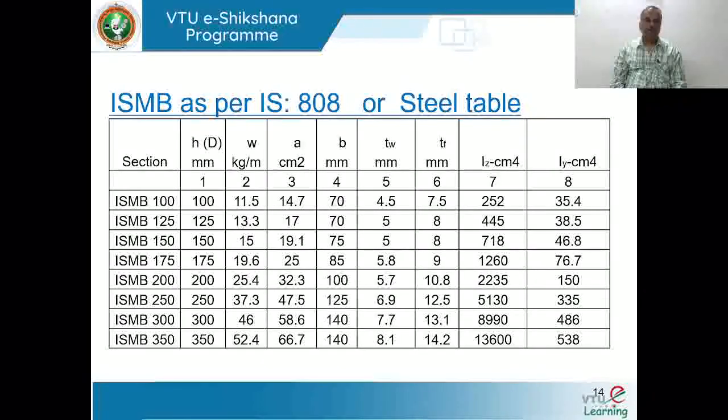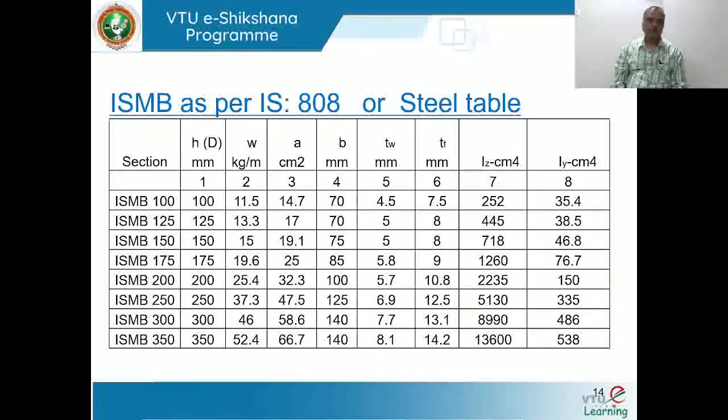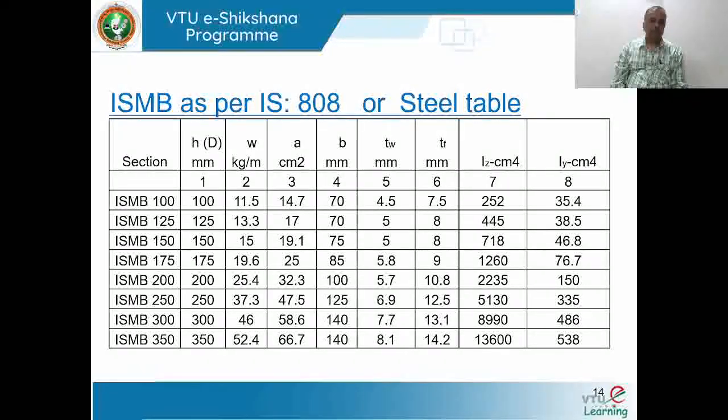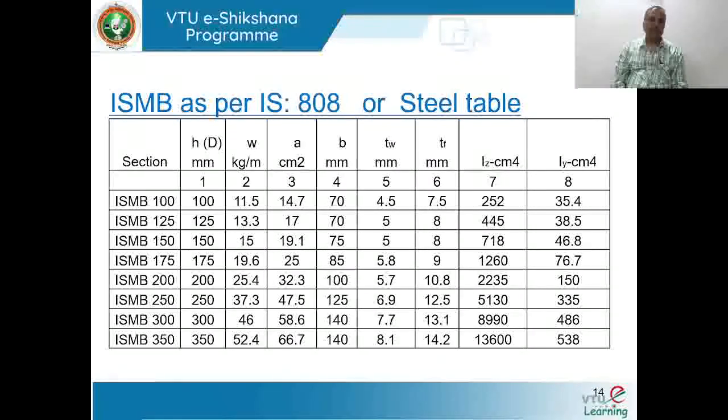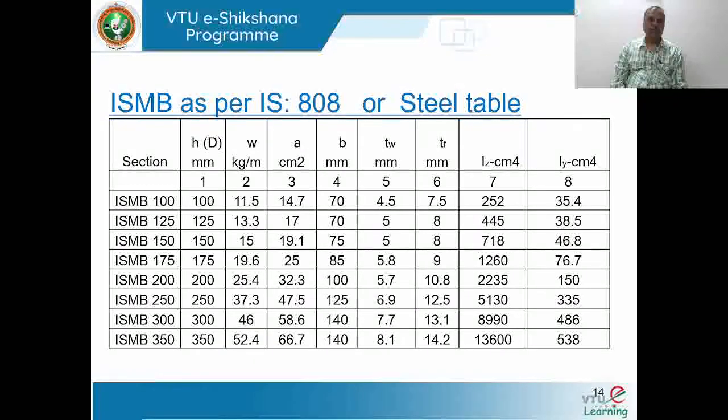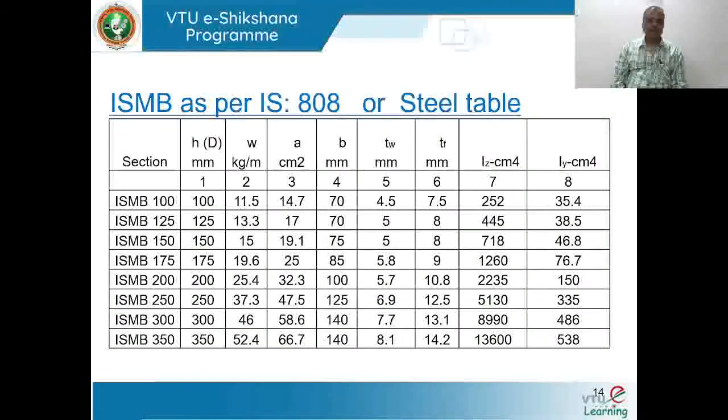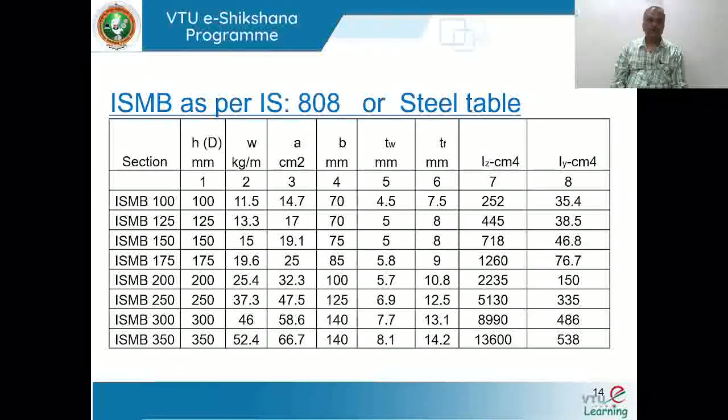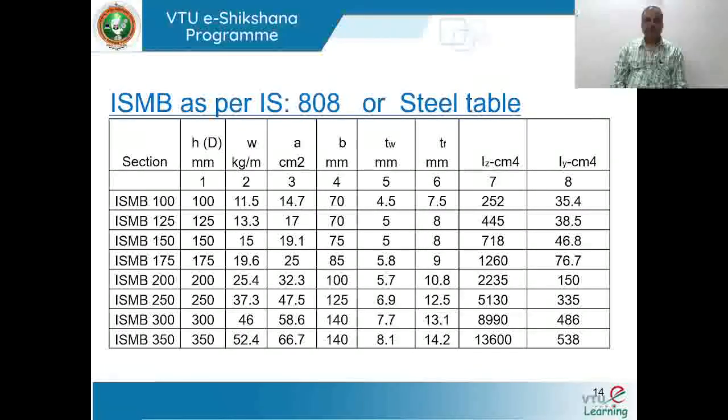Now, as you can see here, I have listed the properties of ISMB as a function of the depth. ISMB 100, 125, 150, 175, 200, and after that it increases at the rate of 50: 250, 300, 350, and like that the maximum depth goes up to 600, ISMB 600. As the designation number increases, the depth also increases because the number in the designation represents the overall depth. The weight of the beam per meter also increases.